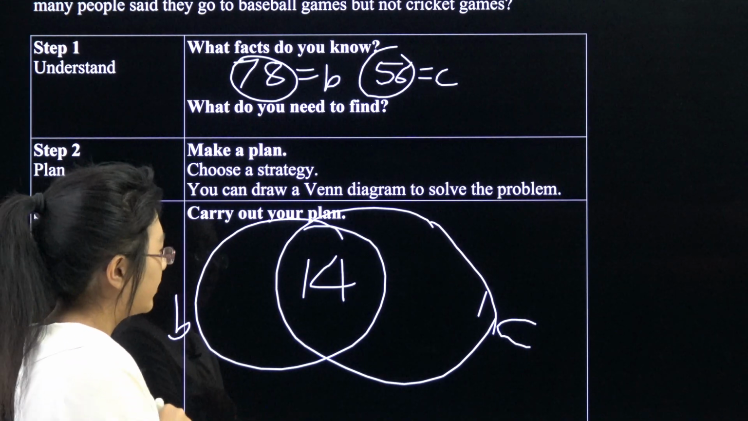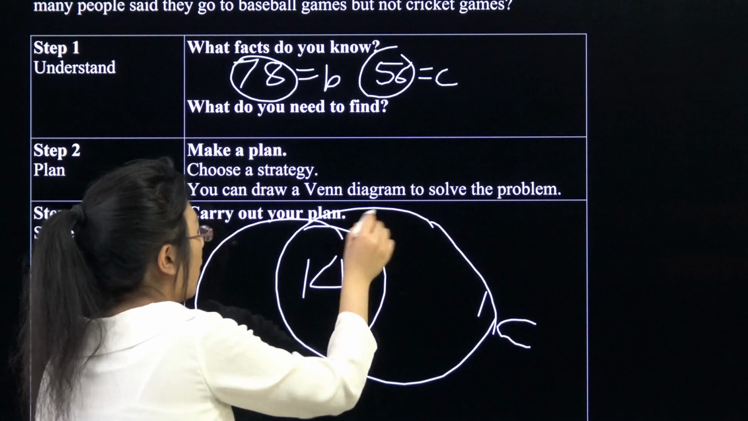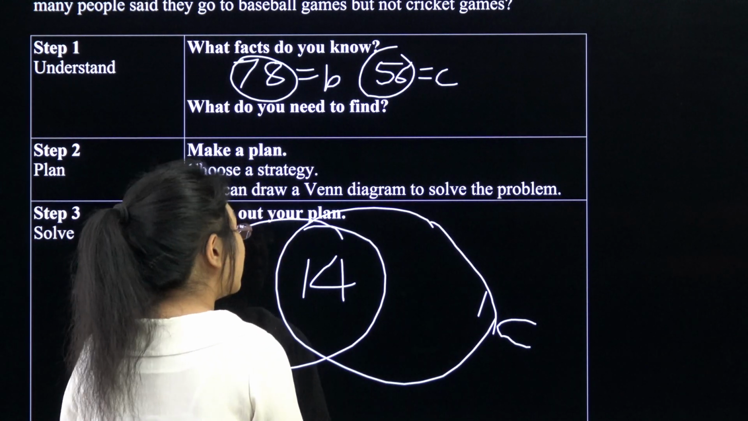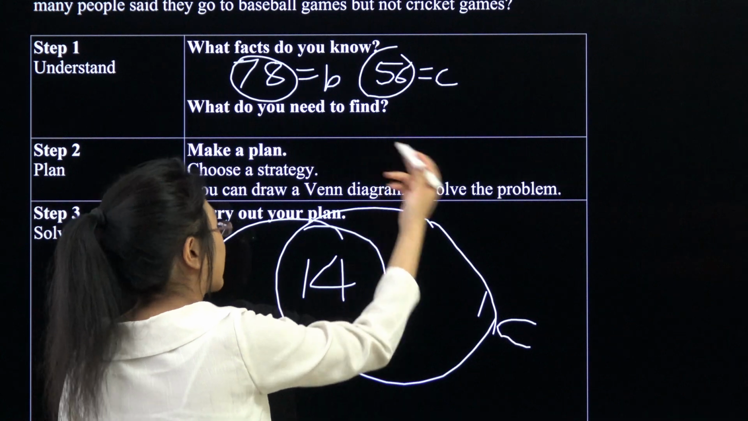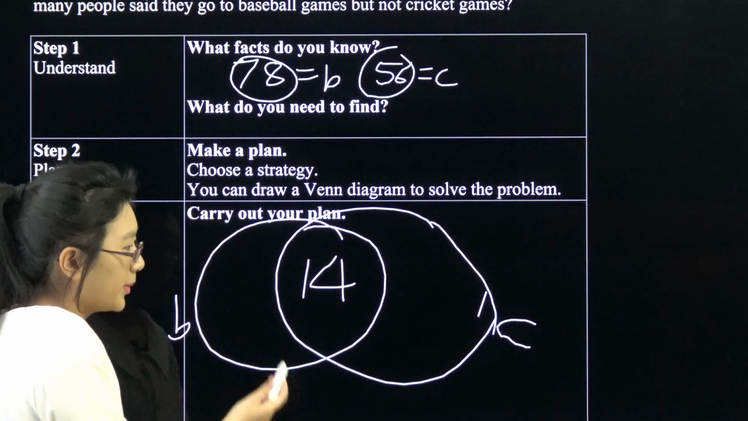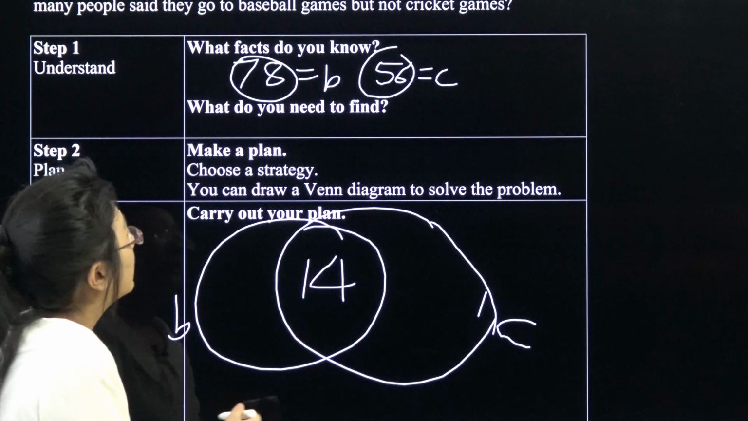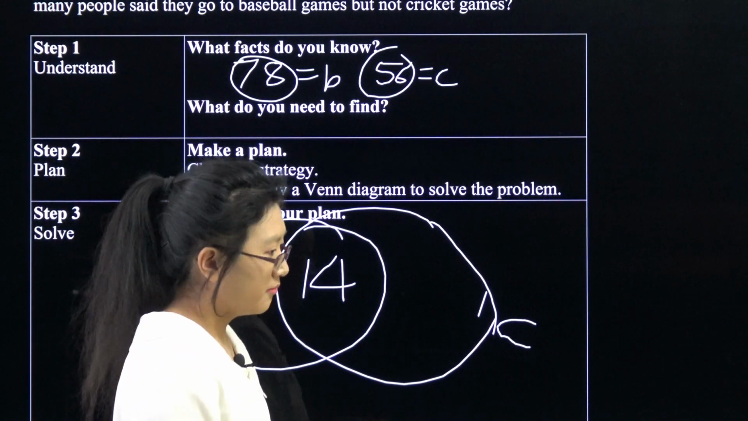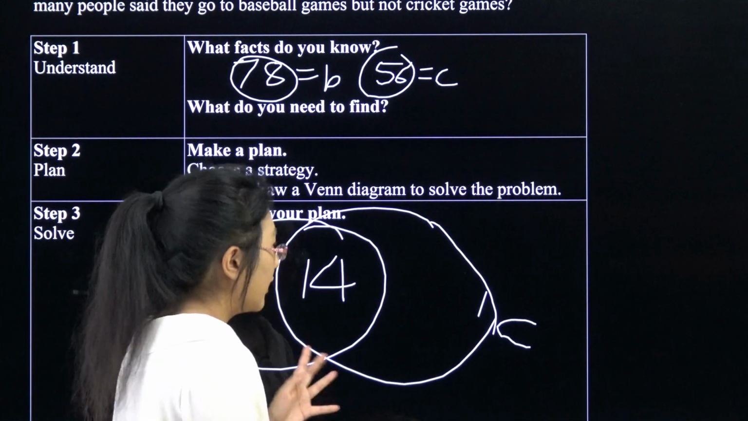Now how do we figure out the amount of people that only went to cricket games? Well, 56 people went to cricket games, but 14 of them also go to baseball games. So the people that only go to cricket games are, well, here's the equation.